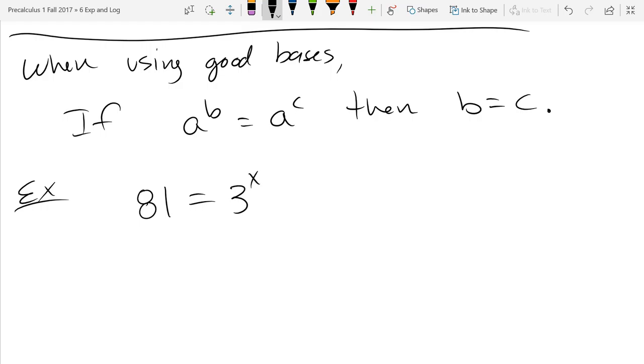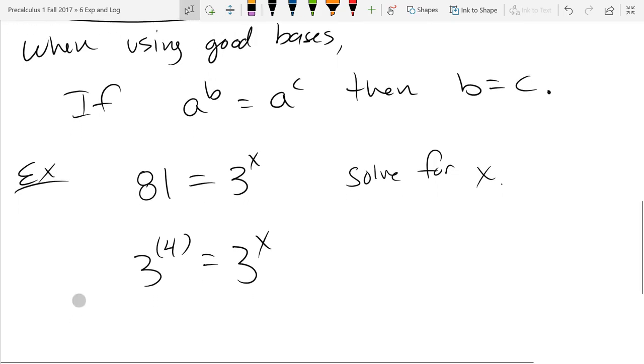So here is the type of example problem I can give. Solve for x. All right, we're going to use the theorem right above. That theorem says if I can write both sides in the same base, then the exponents are equal. Can you rewrite 81 as 3 raised to a power? So 3 raised to what power is 81? 9 times 9 is 81, so I could go 3 squared squared, or I could just say 3 to the 4th.